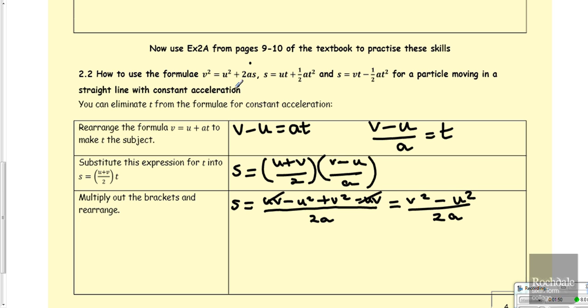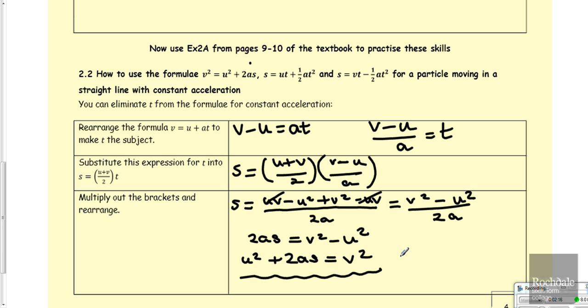Now if we just rearrange to get it into this format, so the v squared is at the front, if we cross multiply, multiply by 2a on both sides, we'll have 2as equals v squared minus u squared. And then if I bring the u squared over, you've got u squared plus 2as equals v squared. And that's this formula here, the first one. So that's the first one proven. We've eliminated t and we've got an expression that doesn't involve t.